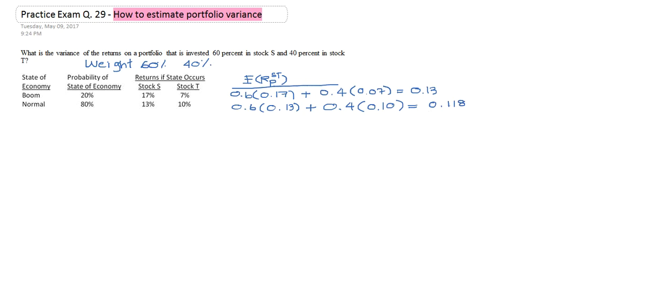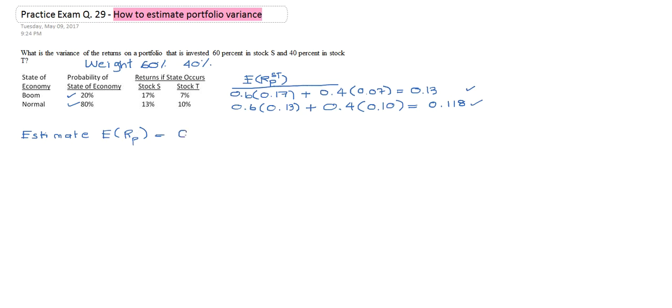Next step, you have to estimate the expected portfolio return for all states. So how can you find that? Now we have the probability that each state of the economy will happen, and we have the expected return of each state of the economy. When you combine these two pieces of information together, you can find the expected portfolio return for the whole economy.